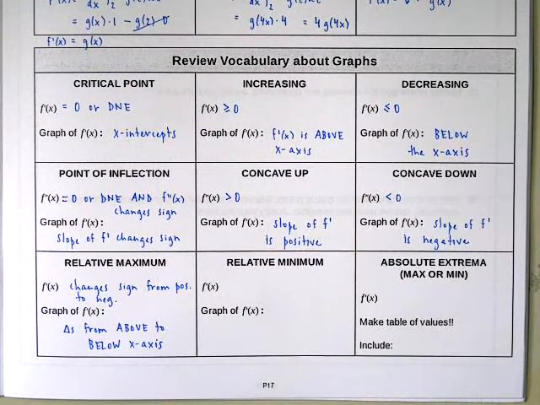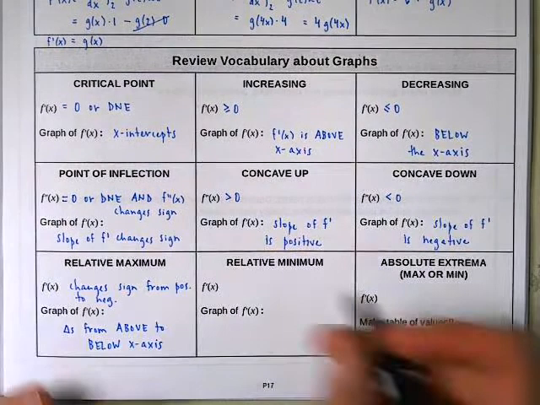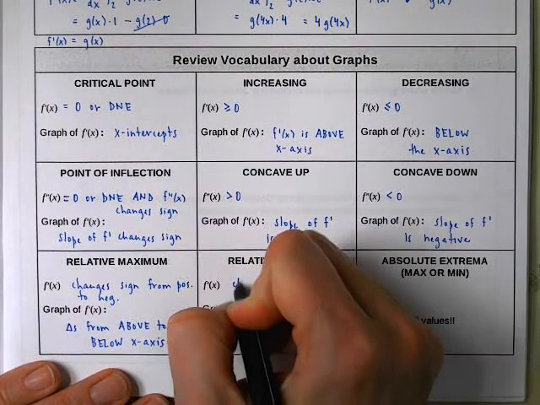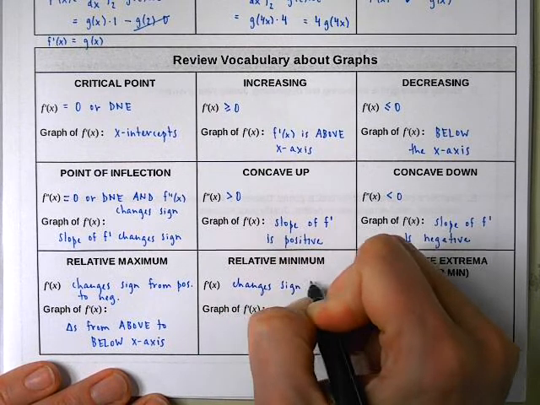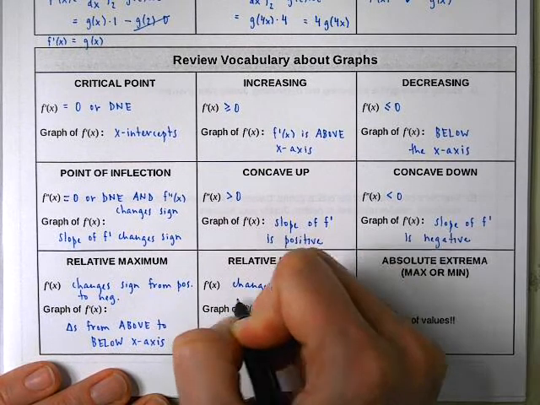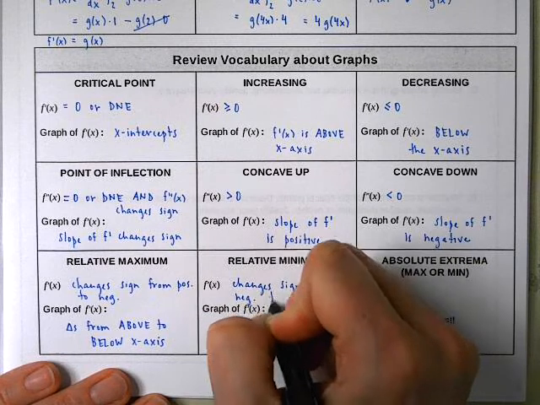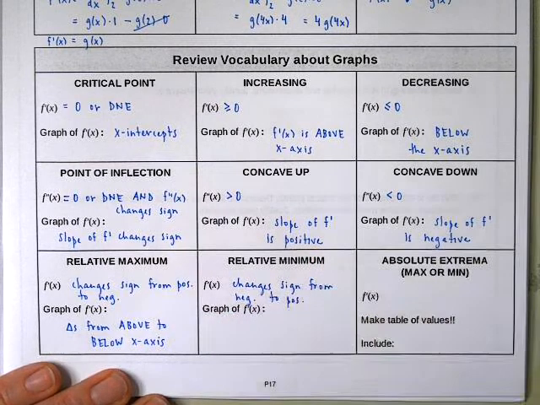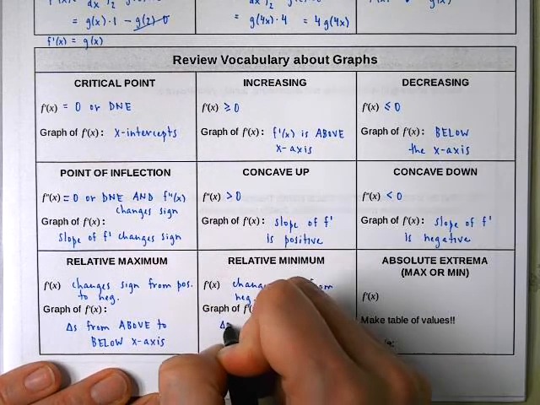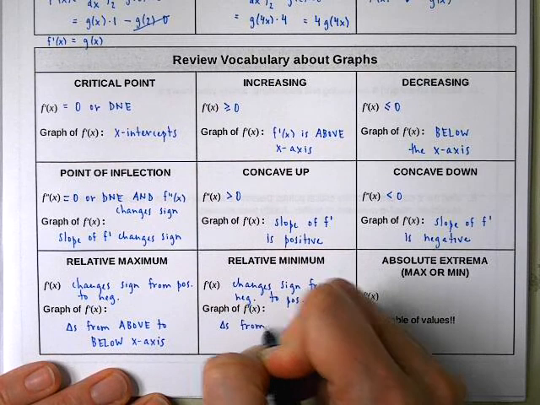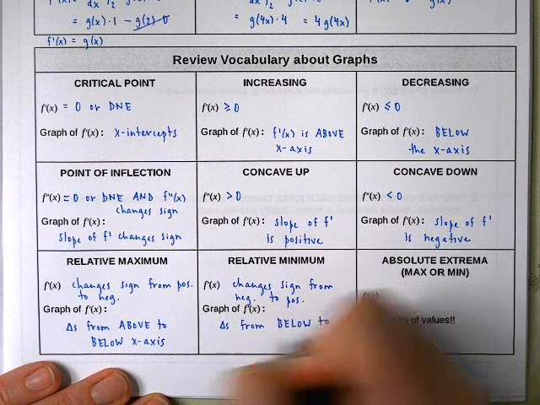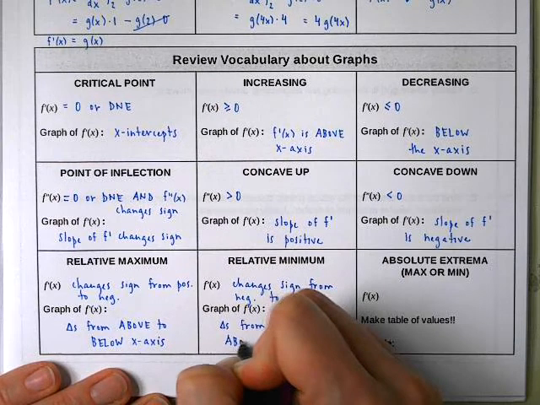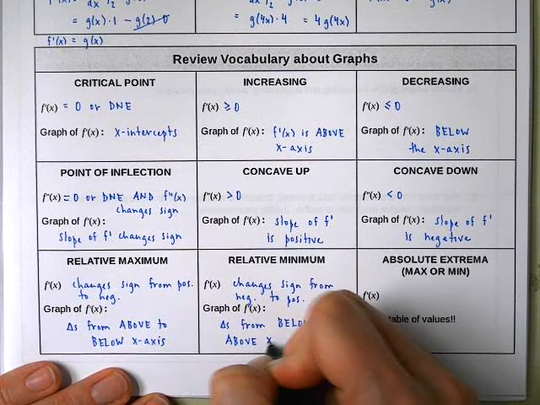So now the opposite is going to be true for my relative minimum. Here I'm looking for where f prime changes sign from negative to positive. And in terms of the graph, it's where it changes from being below to above the x-axis.